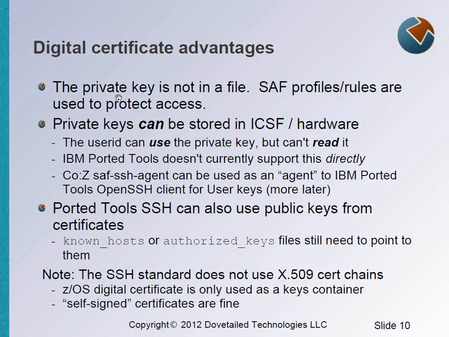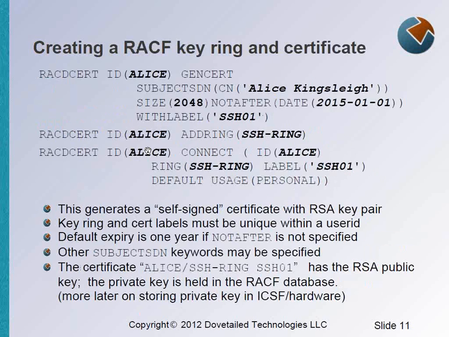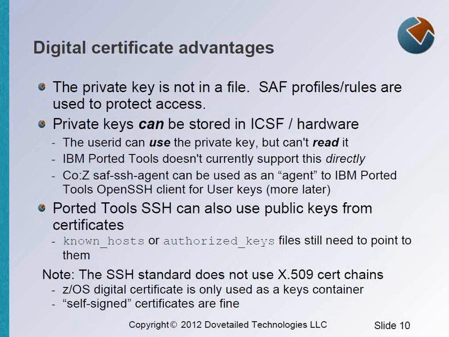Now, even better than that is you can put the private keys in ICSF in a hardware token. And when you do that, it's even better because the user ID can't read the private key, but the user ID can use it. The user ID can use the private key. He can actually make an API call to do something with the private key. Well, what does he want to do with it? What he wants to do with it is make a signature. He wants to sign that authentication request.